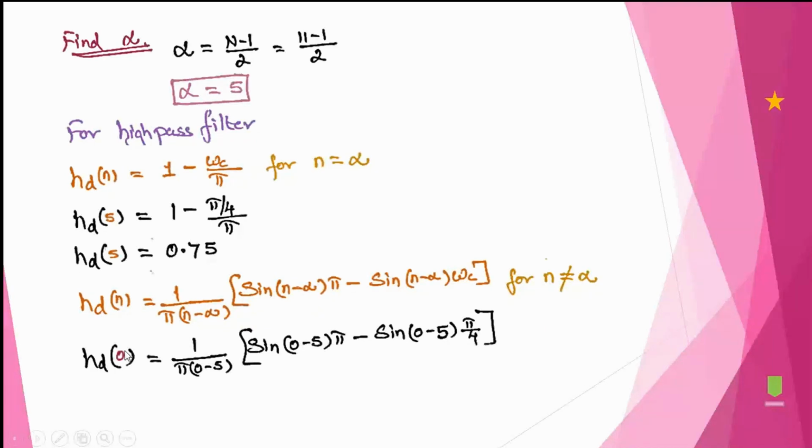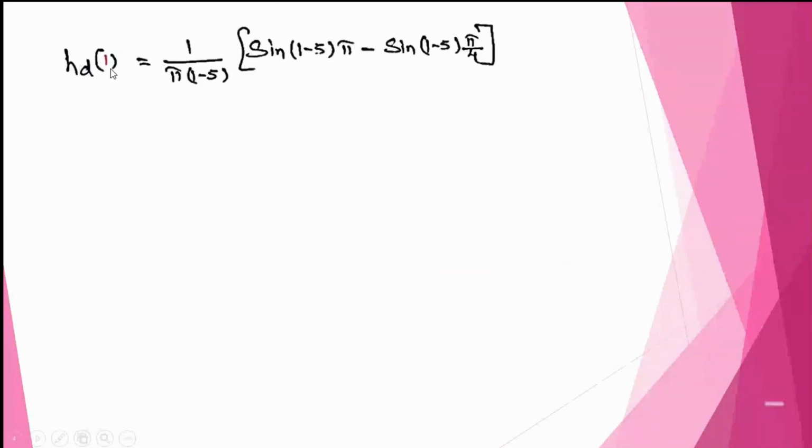So first we are substituting 0. Okay. So we are getting HD of 0, which is equal to 0.045. Okay. Then we are going to substitute 1. So HD of 1 is equal to 1 by pi into 1 minus alpha. Alpha value is 5. Similarly, sine 1 minus alpha into pi minus sine 1 minus alpha into pi by 4. So we are getting HD of 1 as 0.